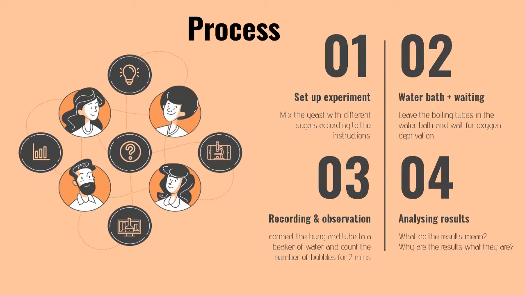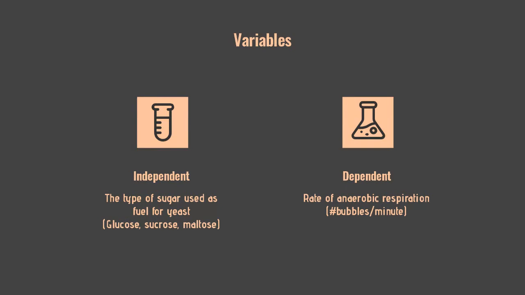The process includes setting up the experiment, leaving the boiling tubes in the water bath and waiting for oxygen deprivation, recording the results, and analyzing results. The independent variable would be the type of sugar used. In this case, it's glucose, sucrose, and maltose. The dependent variable would be the rate of anaerobic respiration in number of bubbles per minute.